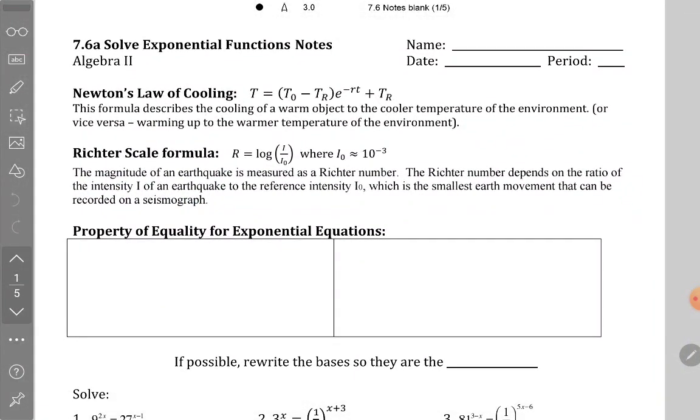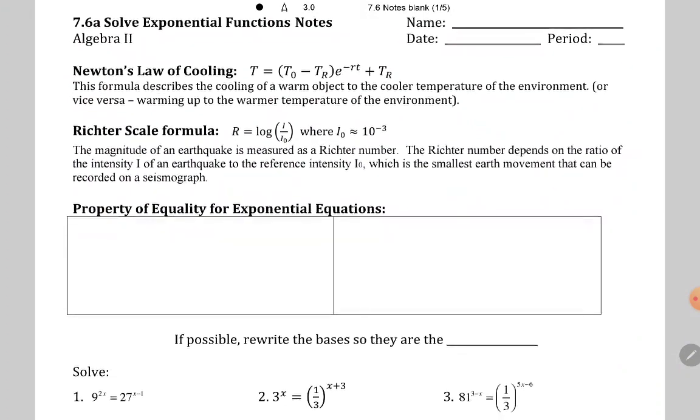Okay, now we have Newton's law of cooling, and then there's our Richter scale formula again. Our Richter scale formula is an example of a logarithmic equation, and Newton's law of cooling is an exponential. Newton's law of cooling describes the cooling of a warm object to a cooler temperature of the environment, or vice versa. The Richter scale is the magnitude of an earthquake, measured as a Richter number.